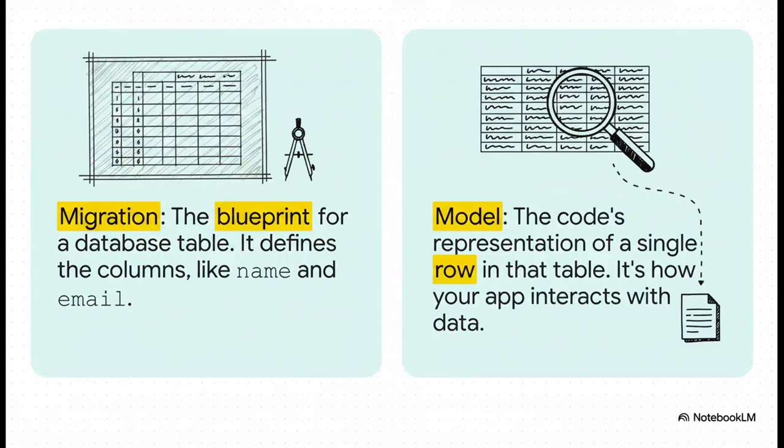Now, this is a brilliant system, and there are two parts to it. First, you have a migration. That's the blueprint for a table in your database. It's where you say, hey, my users table needs a column for a name, an email, and a password. Then you have the model. The model is how your code actually talks to a single row in that table. So when you're working with one specific user or one blog post, you're using a model to do it.